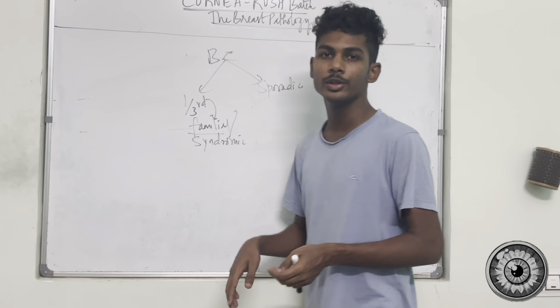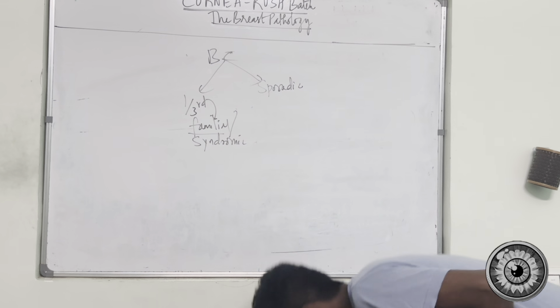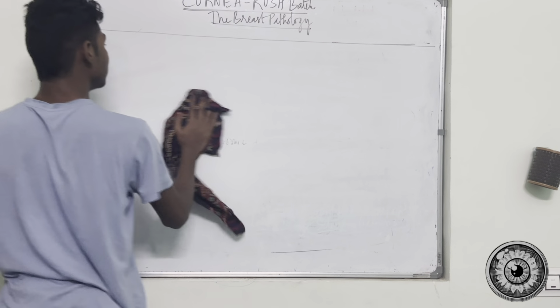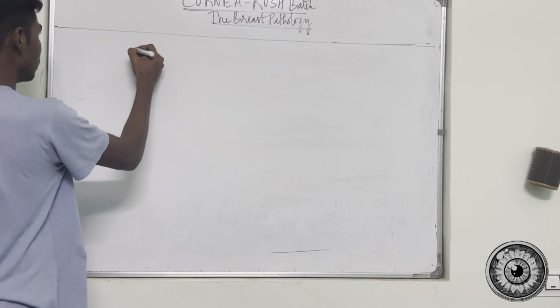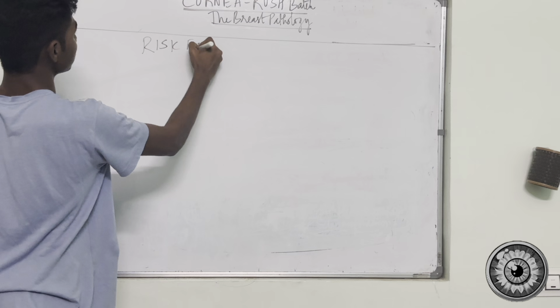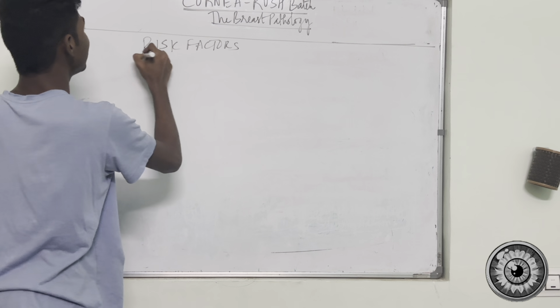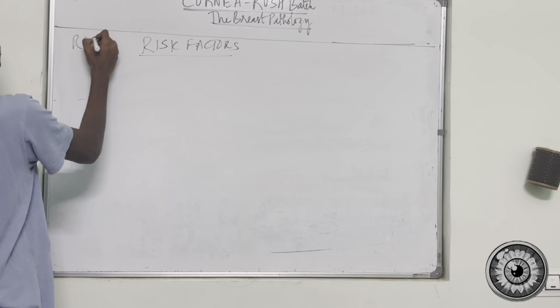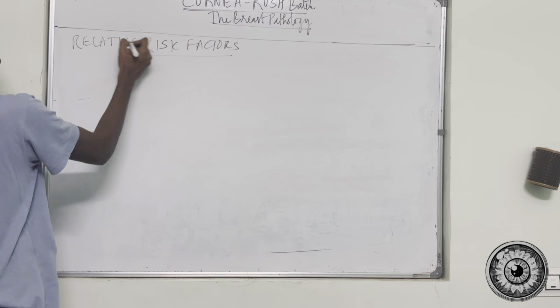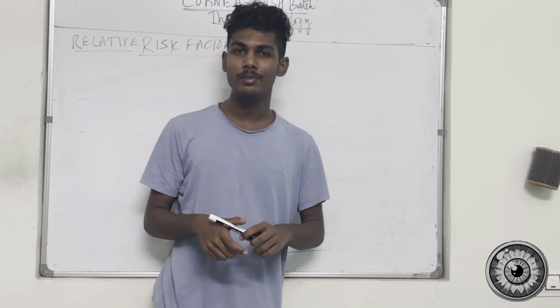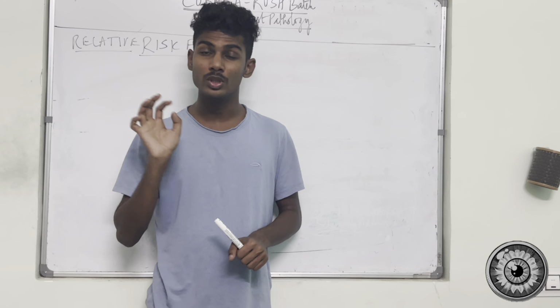Now let's go into the topic proper. What is the topic proper? Now we are going to start with the risk factors. What are the risk factors? In breast, what we study is relative risk. What do you mean by relative risk? What is a relative risk of 1? A relative risk of 1 means no risk as compared to the general population.